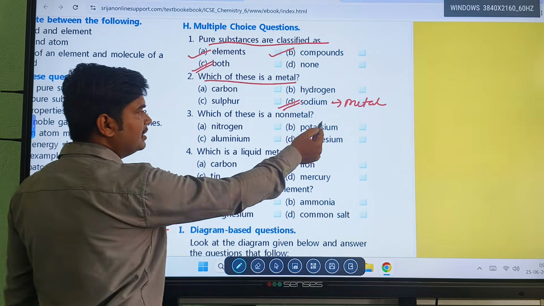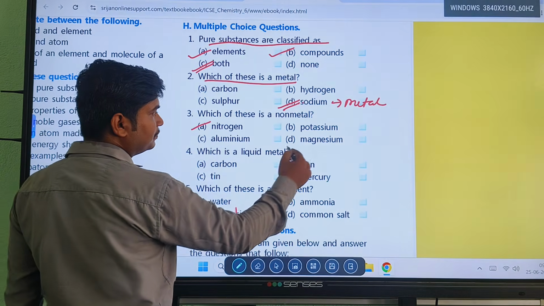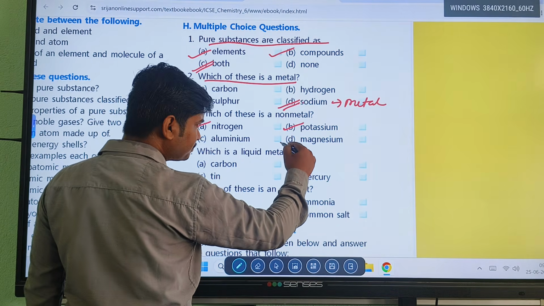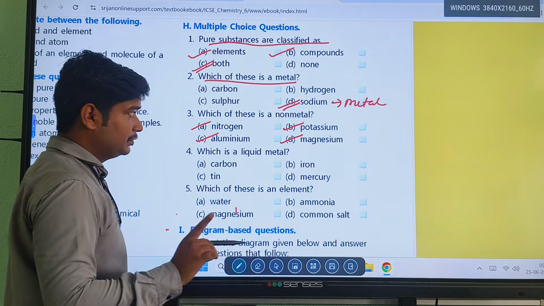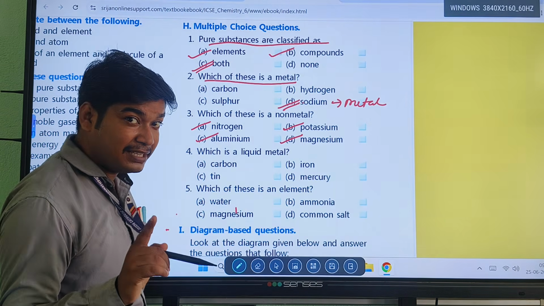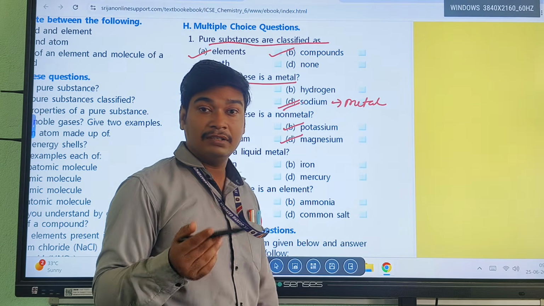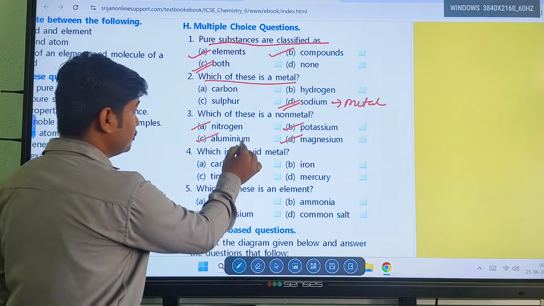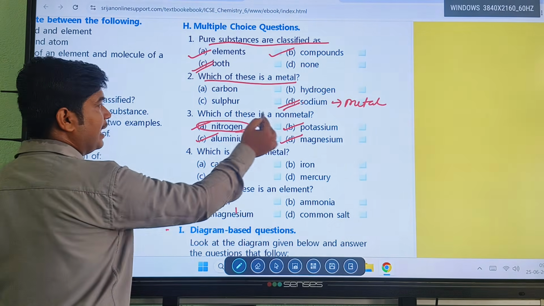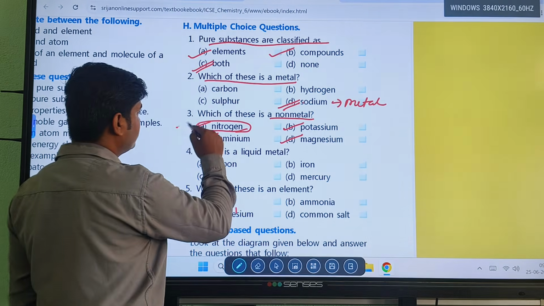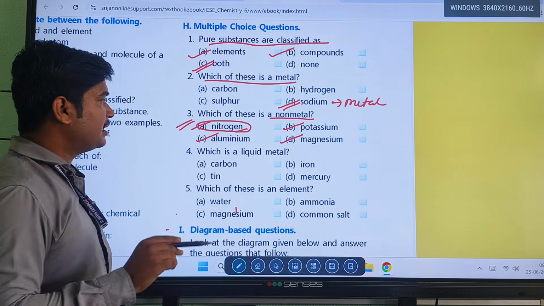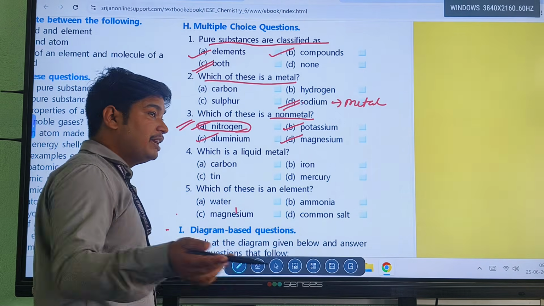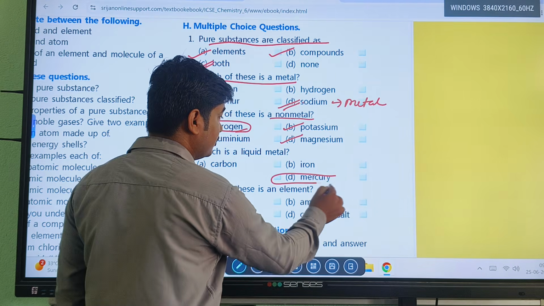Which of these is a non-metal? Nitrogen, potassium, magnesium, and aluminium. I told you that gas comes under non-metal. So see, this is the gas one, and the question is asking about non-metal. So this will be the answer. Which is a liquid metal? Already we have discussed this in fill in the blank. So this will be the answer.